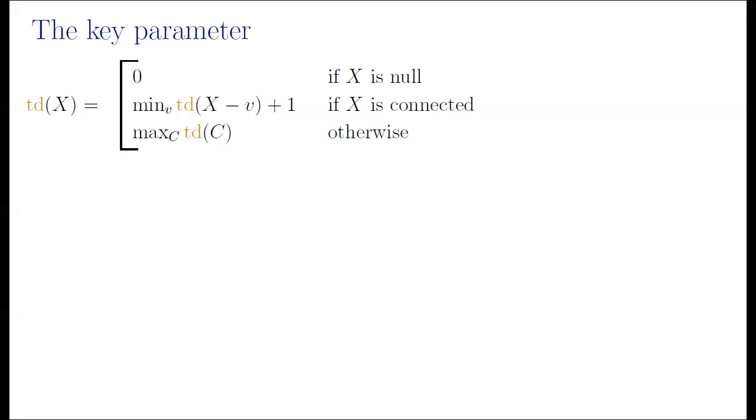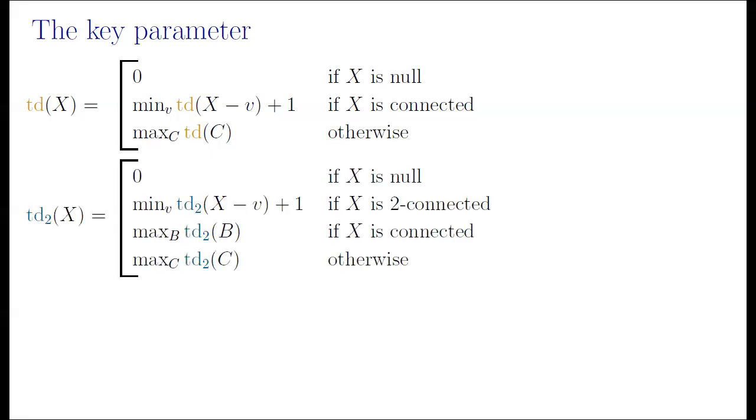It's quite well known and well studied. One can modify this definition slightly to obtain two-tree depth. The modification is that instead of connectivity, we now care about two-connectivity. So whenever our graph is two-connected, we have to remove a vertex.